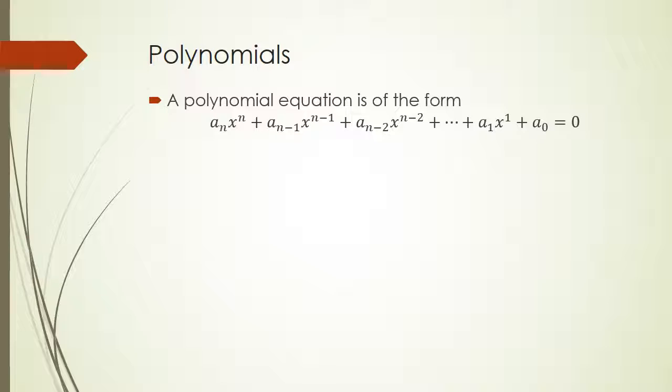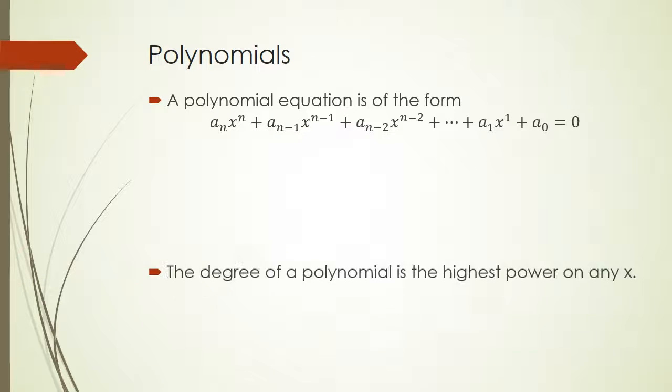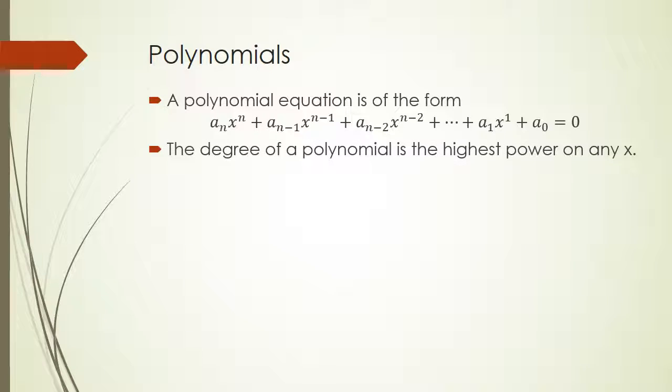We have a sub n x to the n plus a sub n minus 1 times x to the n minus 1 power plus a sub n minus 2 times x to the n minus 2 power, and so forth until we get to a sub 1 x to the first plus the constant a sub 0, and all of that equal to 0. The degree of the polynomial is the highest power on any x.